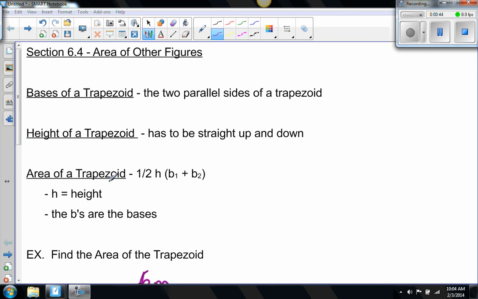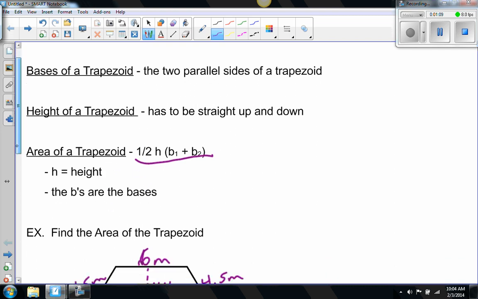The formula for the area of a trapezoid is right here. It's 1/2 of the height times base 1 plus base 2. Don't let this little 2 and little 1 scare you. All it means is the first base and the second base. You add your bases together. And yes, it is in parentheses, which means you have to add them first before you can do anything with the rest of the formula. H is height and the B's are the bases.